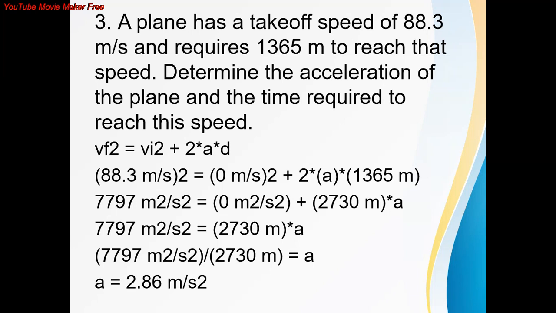When we put all the values in this formula, we get 88.3 meter per second, squared, which is equal to 0 meter per second squared, where 0 is initial velocity, plus 2a into 1365 meter. After solving, we get acceleration equal to 2.86 meter per second square, right?